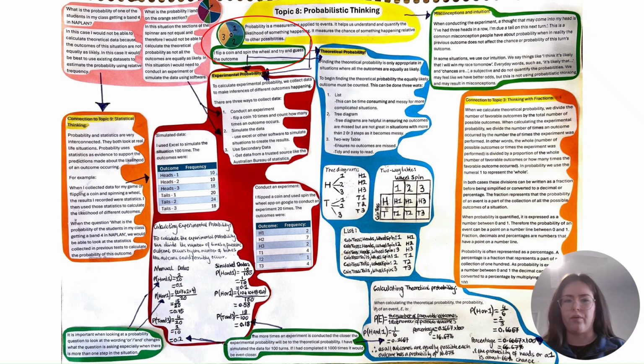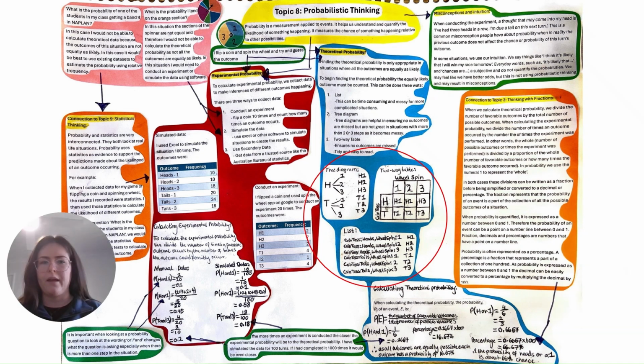In this game, I'll flip a coin and spin the wheel. The sections of this wheel are all equal in size, and a coin is the same material and density the whole way through, which means I can calculate a theoretical probability as all outcomes are equally as likely. I've used a tree diagram, a list, and a two-way table to find all the possible outcomes, which are heads 1, heads 2, heads 3, tails 1, tails 2, tails 3.